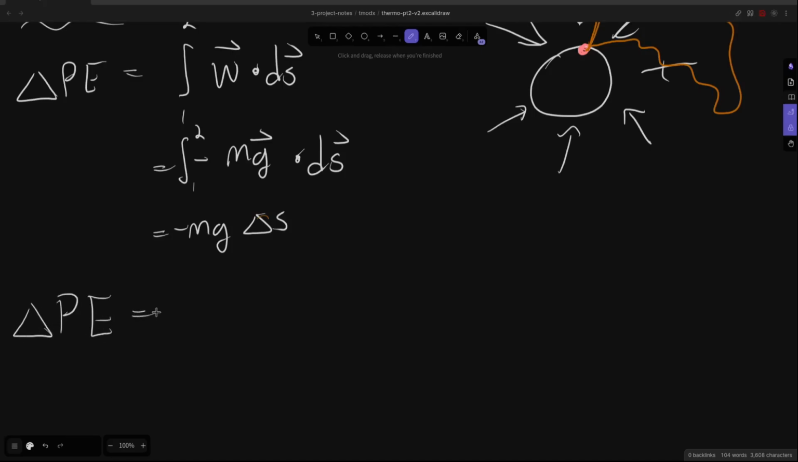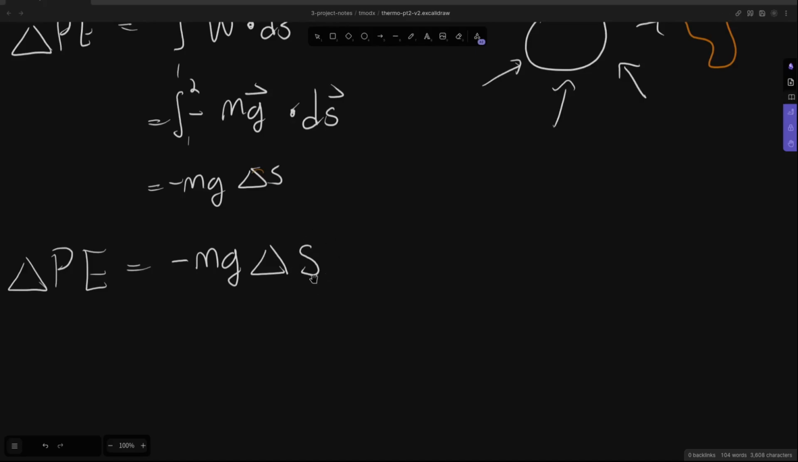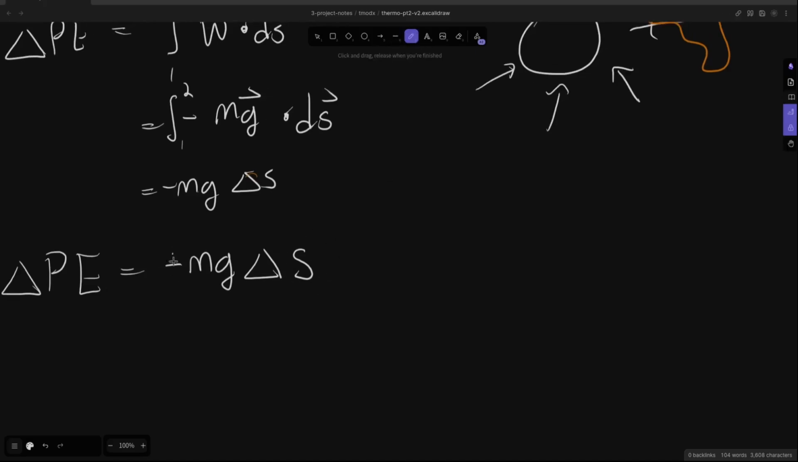is a negative mg delta s. And the reason we have a negative sign here is because this is assuming that our ds and our g point in the same direction, because of this dot product that we got out. But you can see that since our weight force is pointing down and this ds is pointing up, they'd actually point in opposite directions. And what this is saying is that if you're increasing the height, then we're going to get a positive change in potential energy, because now we have the potential to fall down. And if it's going the other direction, we'll have a negative change in potential energy. It all really depends on how you define this ds.